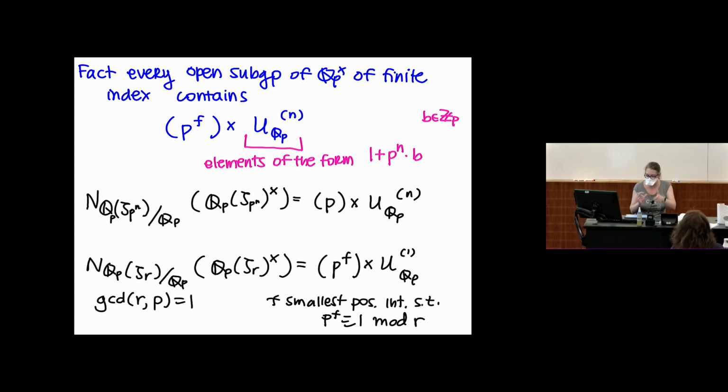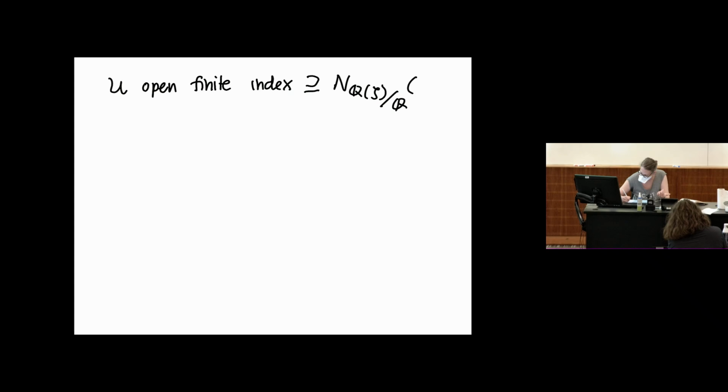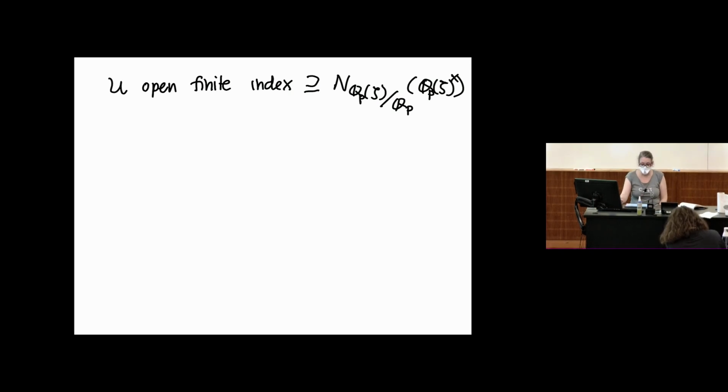And then there's a reverse inclusion situation, right? So your open subgroup, all right, say you have U open of finite index, and it contains the norm group of some extension of Q_p, these are all Q_p's, of some cyclotomic field, right?